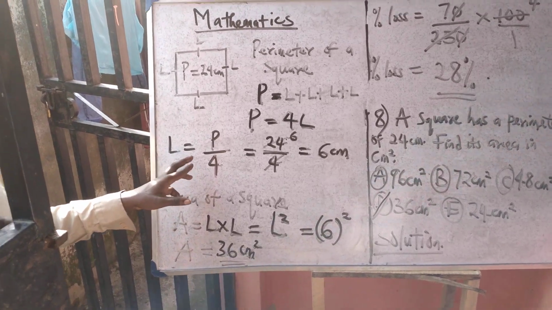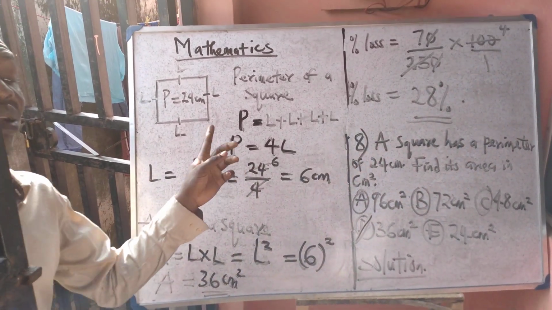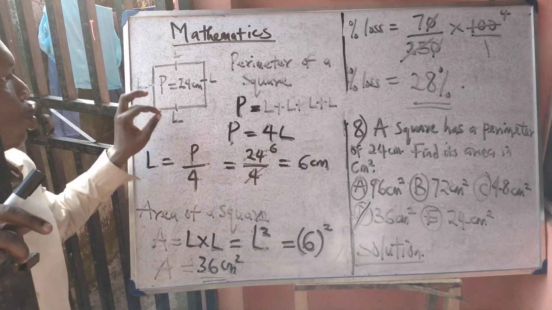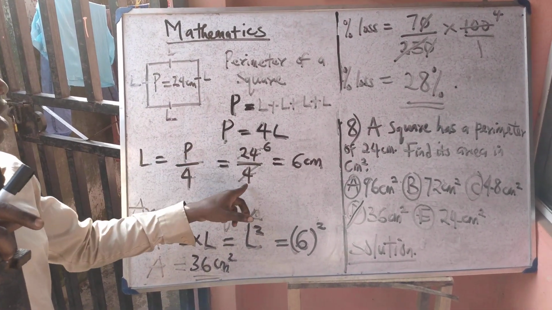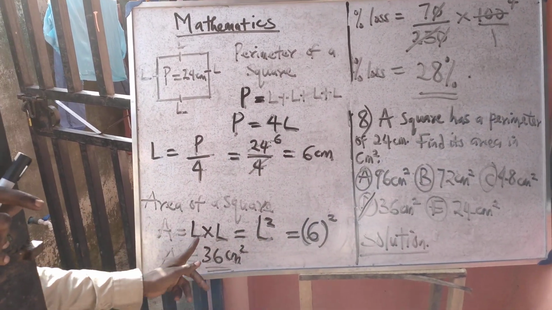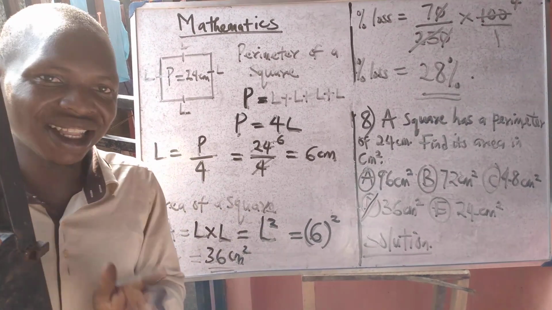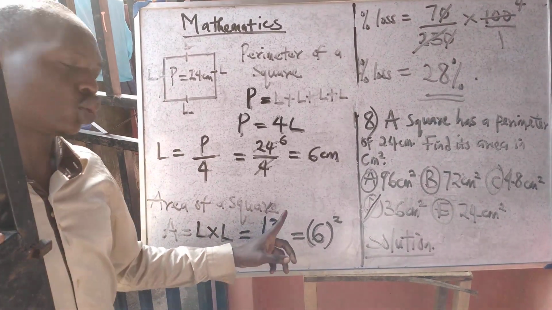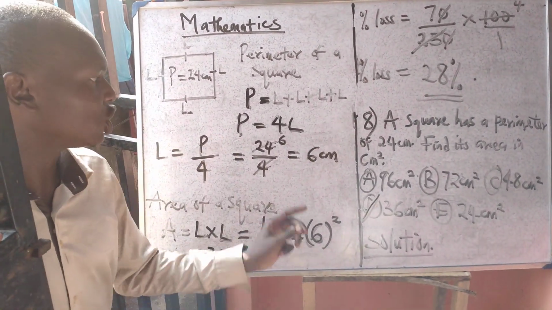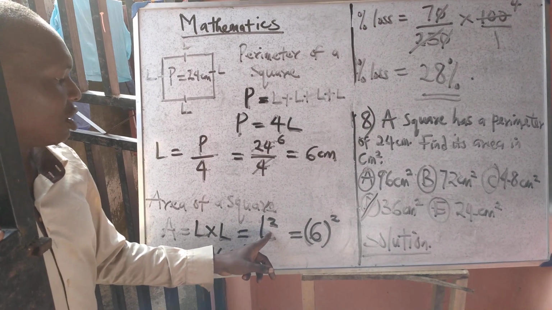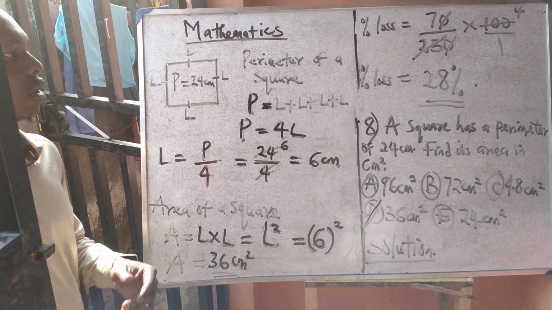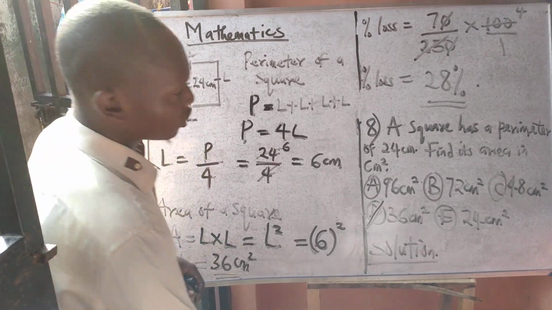So when we made L the subject of formula, using the formula for perimeter, 4L, L will be equal to P divided by 4. We put the value of P there, which is 24. 24 divided by 4 is 6. Now put this 6 into the formula for area of a square. The area of a square is length times length, which is L raised to power 2. In place of L, you write 6. That is called substitution. So 6 will be raised to power of 2. 6 raised to power 2 is 36. Alright, that's good. Now we look at the next question.